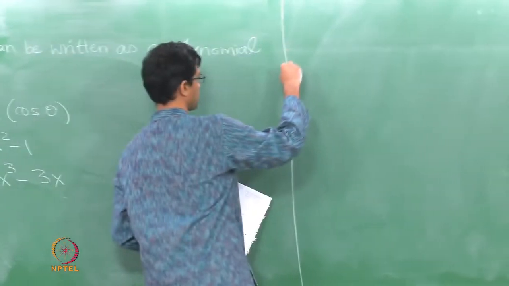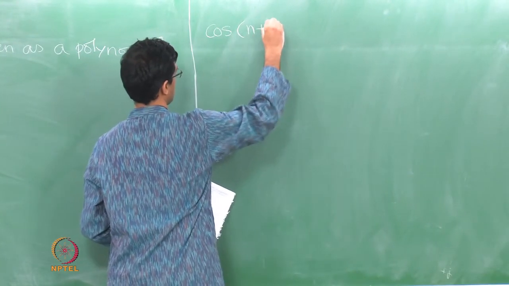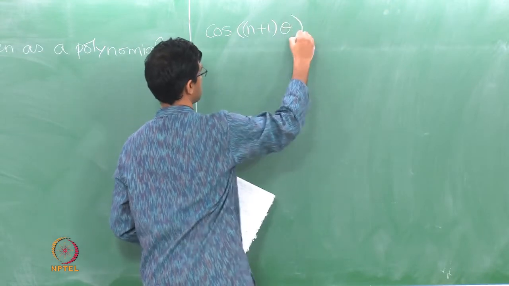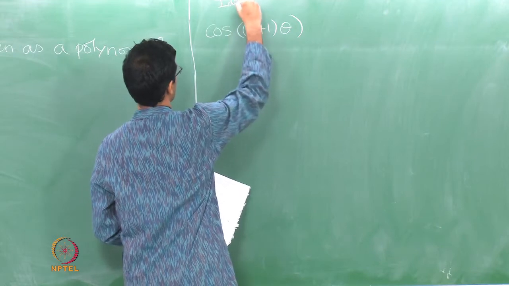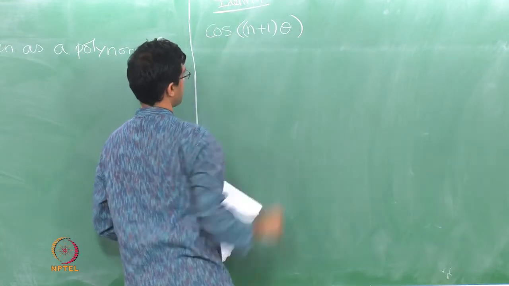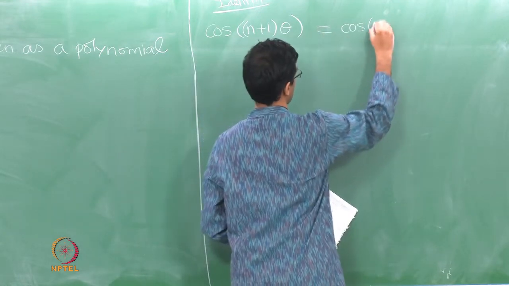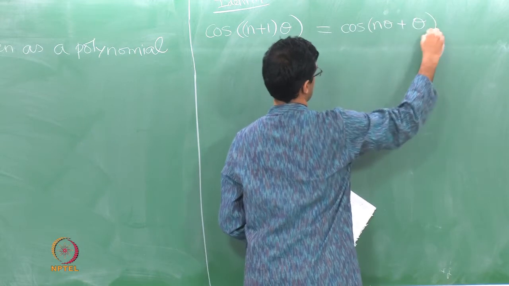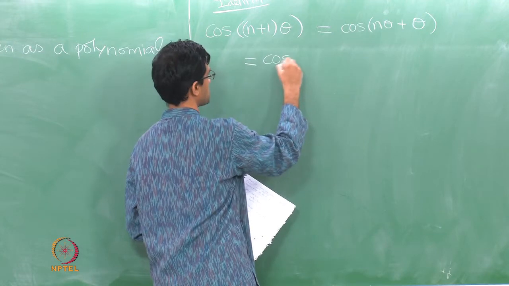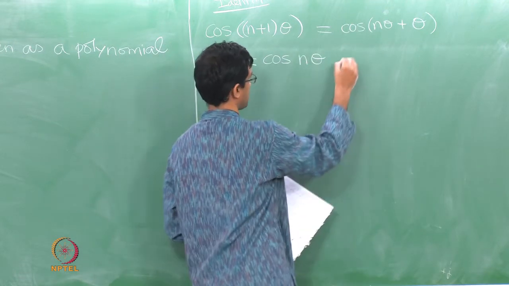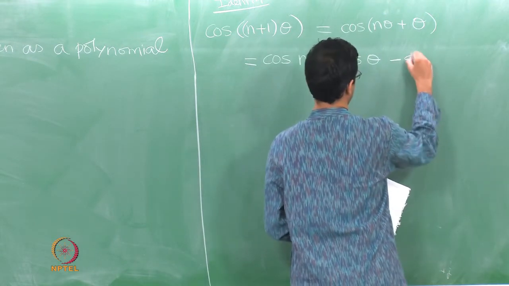To do this, let us recall the identity for addition of angles. I am going to write the following identity down. Let us look at cosine of n plus 1 theta. That is just cosine of n theta plus theta. So it is like cos of a plus b. The addition formula says it is cos of a times cos of b minus sine of a sine of b.